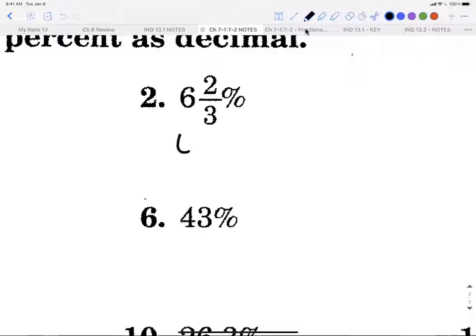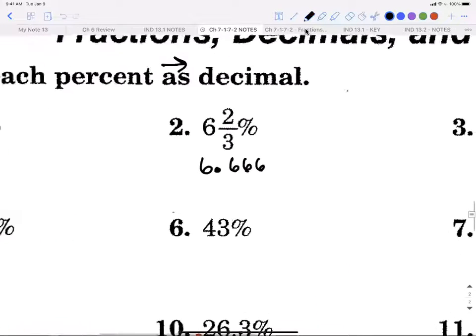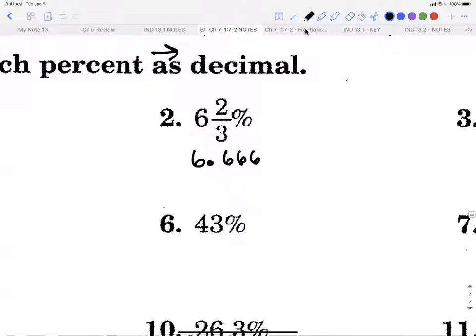Okay, so the 6 is our whole number. Then we can put a decimal. And how would we convert 2/3 to finish the decimal part? Yeah, 2 divided by 3, which is 0.666, just whatever. And it doesn't tell you how to round, so 2 or 3 decimals out is fine with me because it's repeating. It goes on forever.